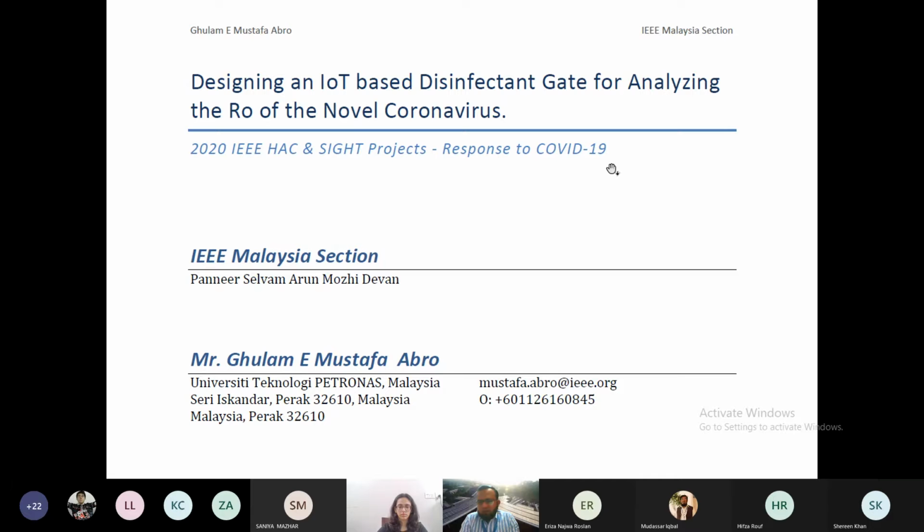At that moment, I was looking at several news channels, and many countries had proposed disinfectant gates. Then I thought, okay, what is the working of a disinfectant gate? Just to sprinkle the disinfectants, the sanitizers, on people who are entering places? No way, there should be something extraordinary in it.